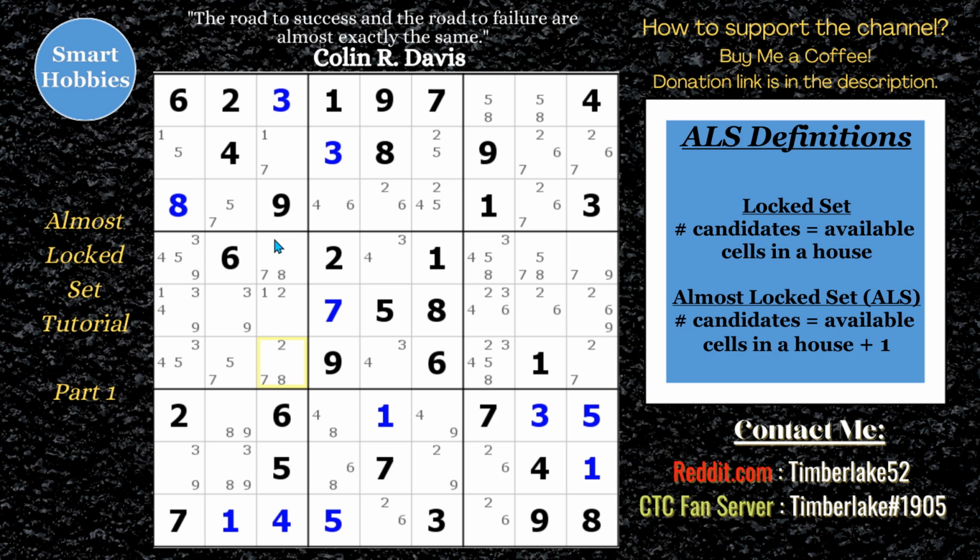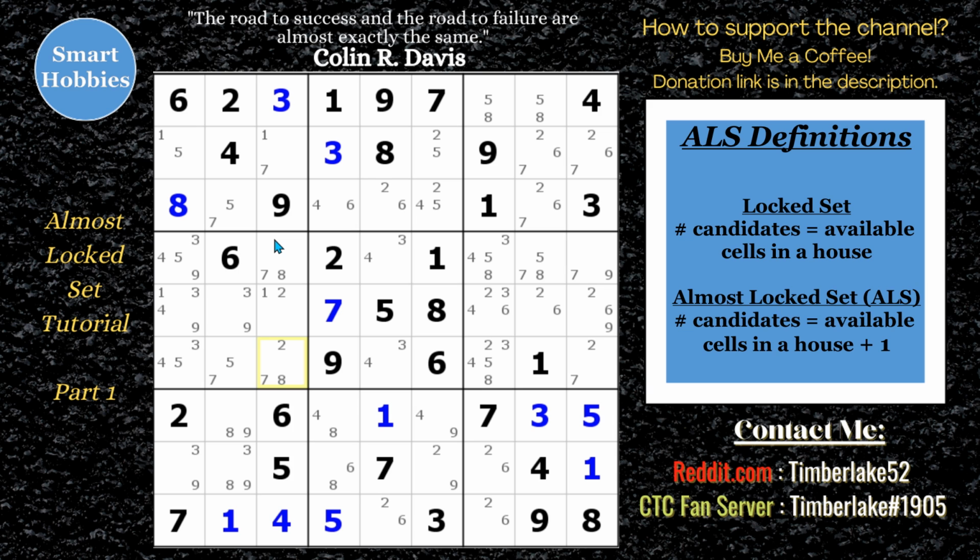And so this is where we play into how we can use the thought of an almost locked set to create some eliminations. That's what we want to do. We want to make some eliminations. We want to solve a puzzle. Well, what you have to do is compare 2 of these almost locked sets, and then they have to have some kind of relationship that allows you to make an elimination.